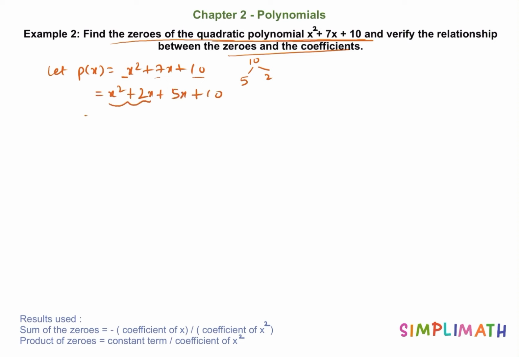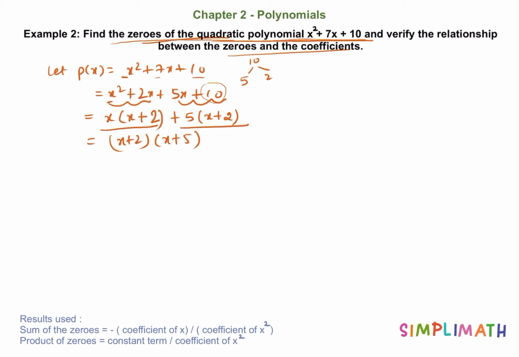So if we consider these two terms, I can take out x common. What are we left with here? We are left with x. Here we are left with 2. And if we consider these two terms, we get 5 common. And here comes x. And what is left here? 2. So in these two terms, what is common? x plus 2 is common. And what is left behind? x plus 5.